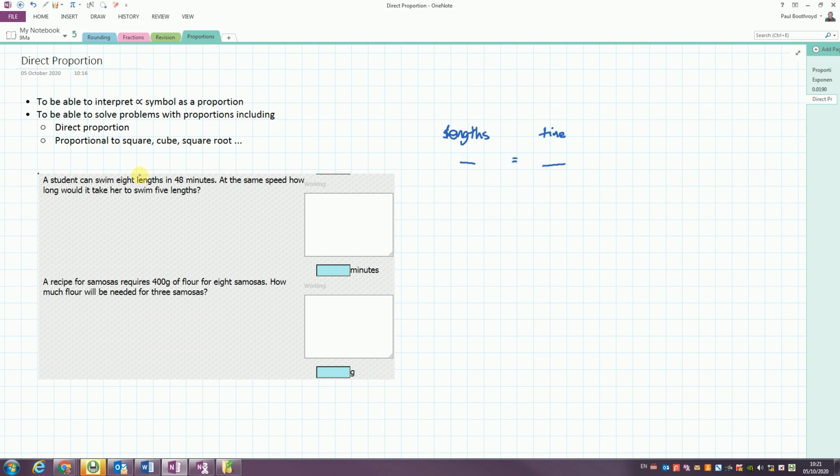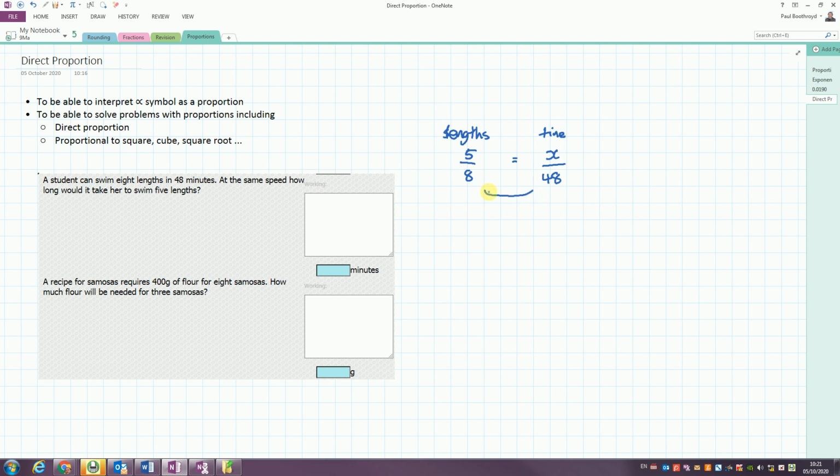You line up, you say, what do I know? I want to know how long, so the x is on the time side, and that x is with 5 lengths. The student can swim 8 lengths in 48 minutes, so 8 lengths is the same as 48 minutes. If you set it up the wrong way over, the fraction can just flip over. It'll still work, because basically you're cross multiplying by x to move everything around. Okay, but it's easy if you can place the x.